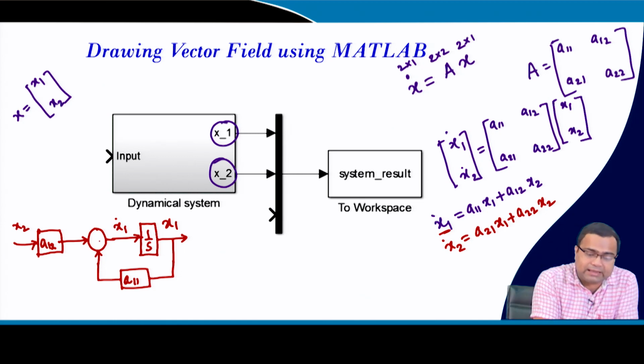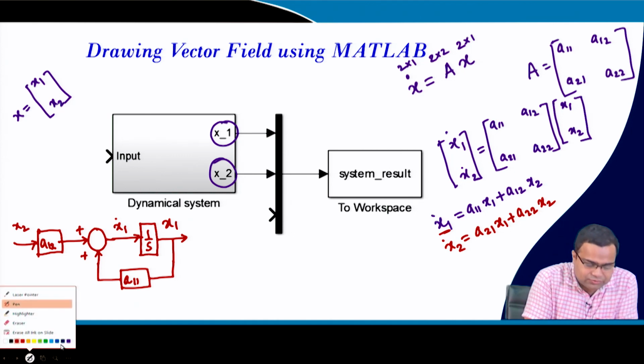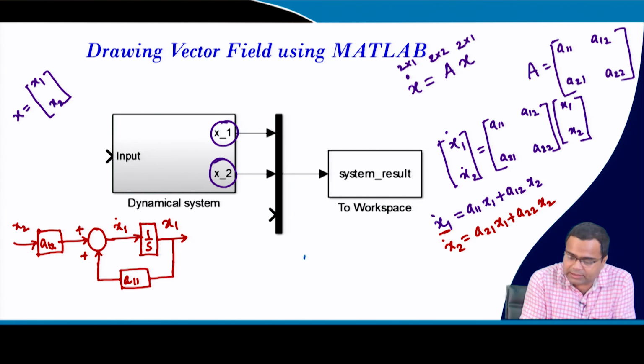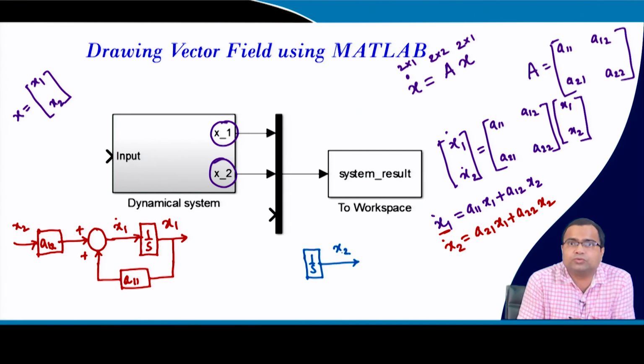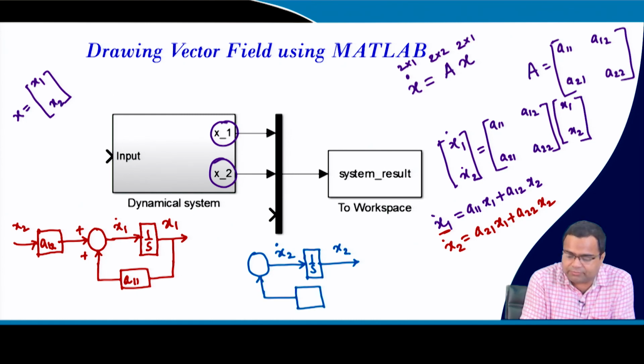From where we are getting this x2? Again we will create another one. So let us draw it here. That means we will take another integrator and this is my x2, and this side will have x2 dot, again this side will have its own self coefficient which is A22, okay.